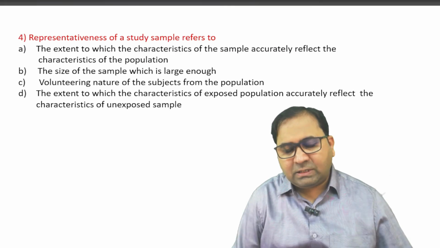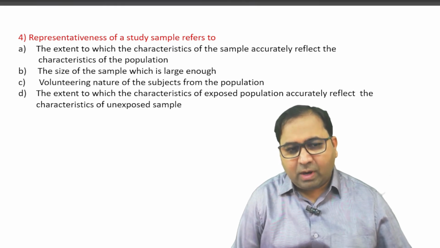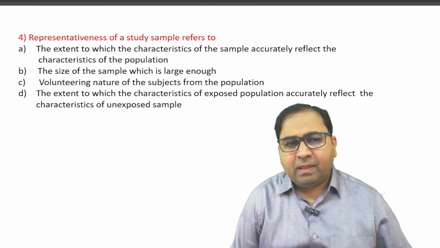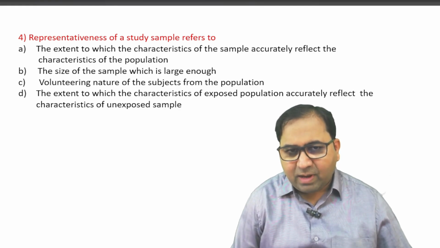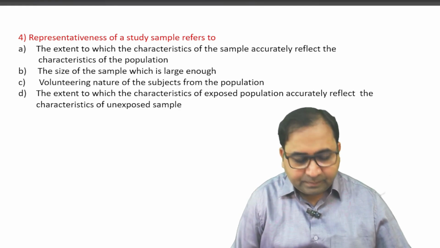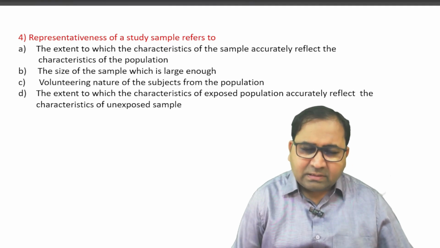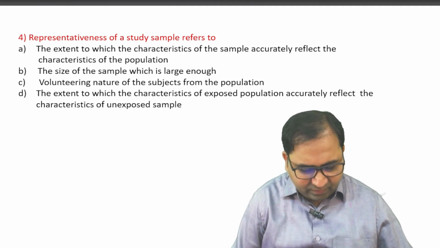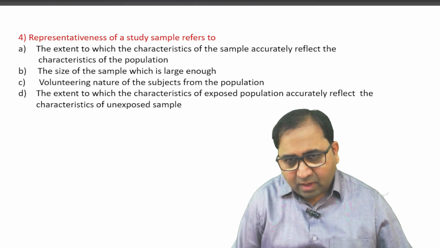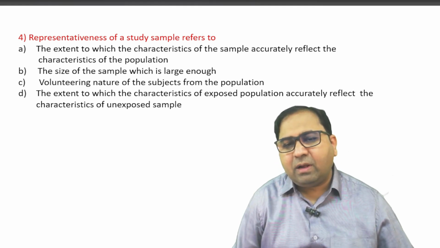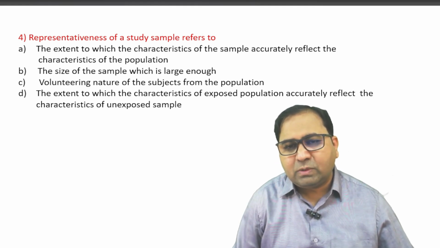Okay. Next question, representativeness of a study sample refers to what? The options are A, the extent to which the characteristics of the sample accurately reflect the characteristics of the population, or B, the size of the sample which is large enough, or C, volunteering nature of subjects from the population, or D, the extent to which the characteristics of exposed population accurately reflect the characteristics of unexposed population.